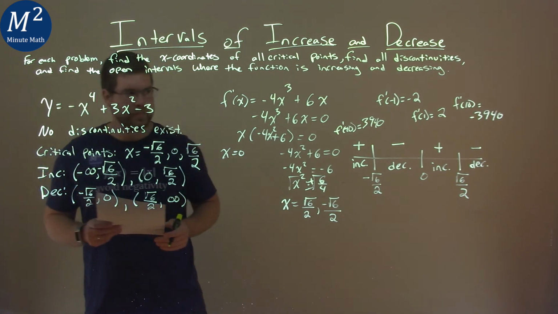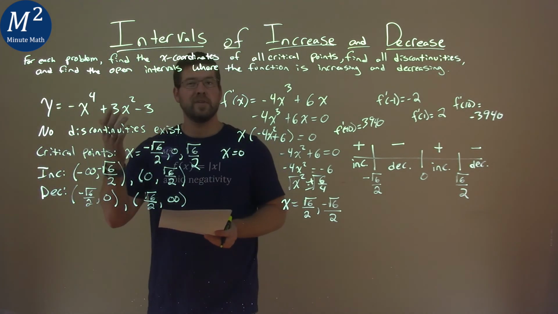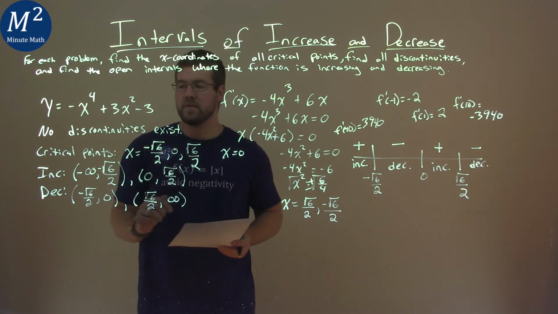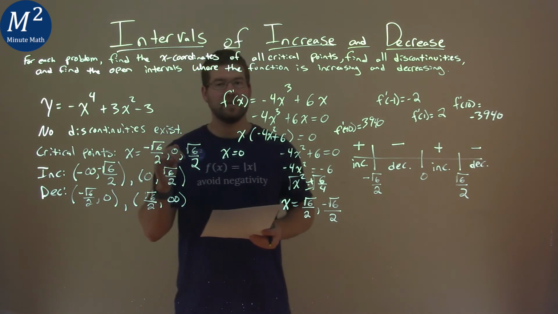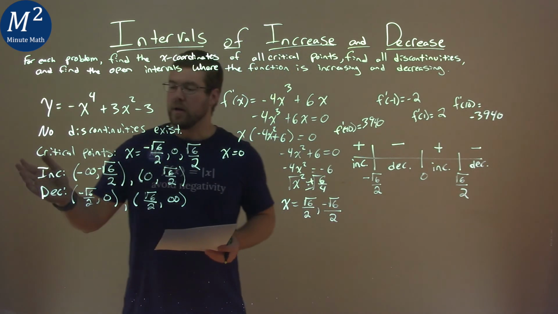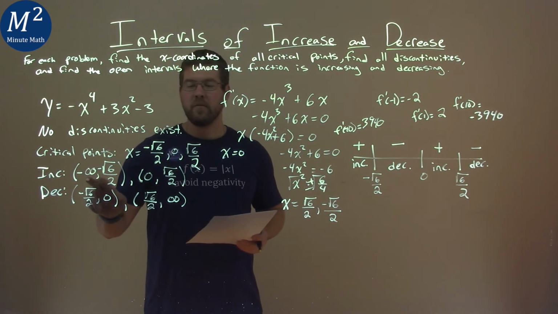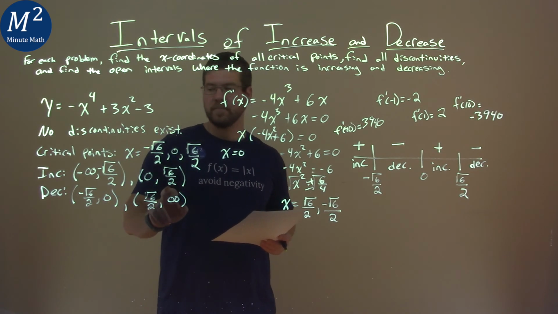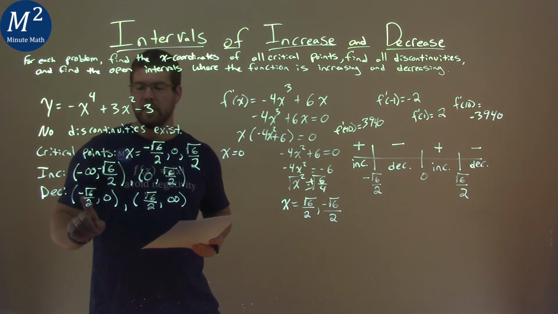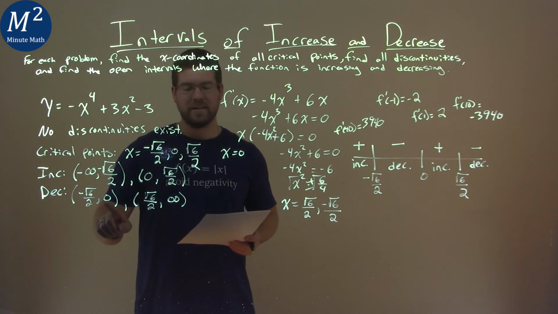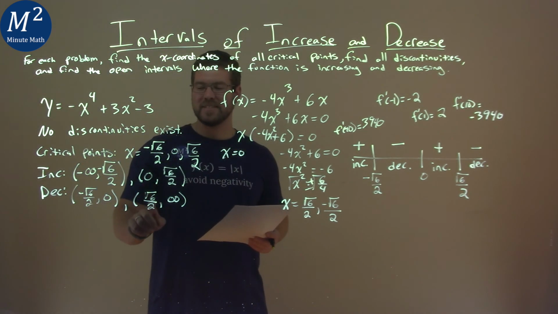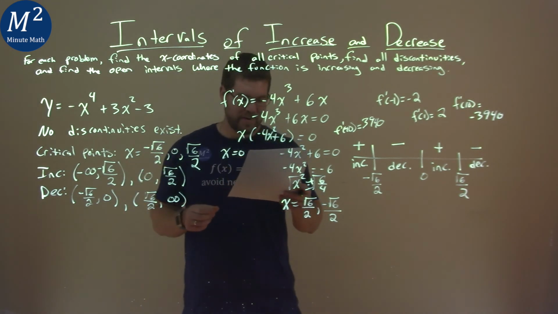And so again, our final answer here for this function is no discontinuities exist. Our critical points are at x equals negative square root of 6 over 2, 0, and square root of 6 over 2. We're increasing on the interval from negative infinity to negative square root of 6 over 2, and from 0 to square root of 6 over 2. And we're decreasing on the intervals from negative square root of 6 over 2 to 0, and from square root of 6 over 2 to positive infinity.